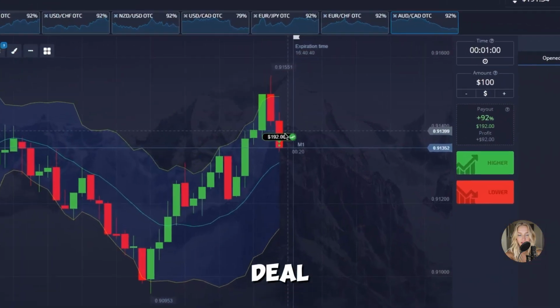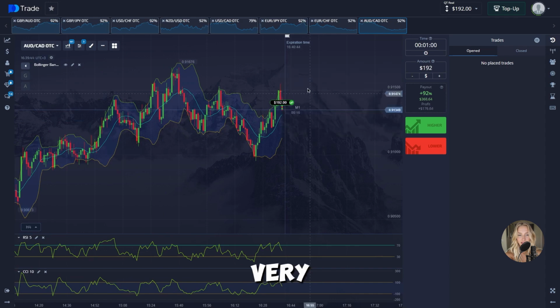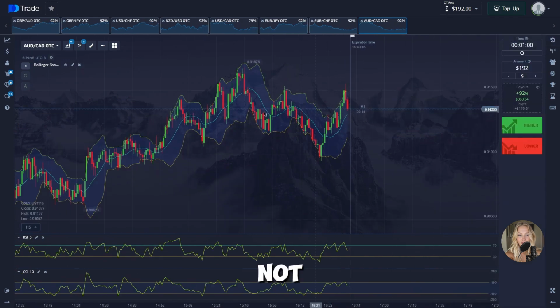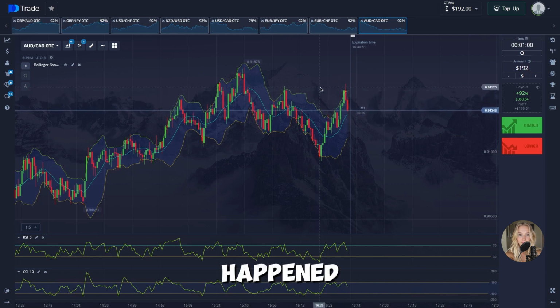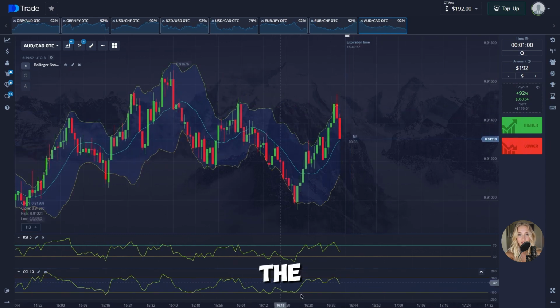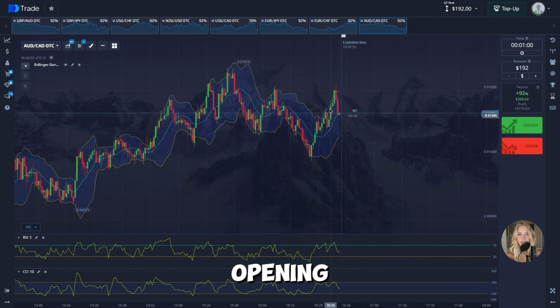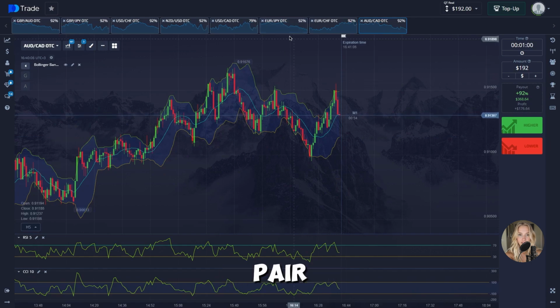And our first deal easily closes in A+. As I said, a not very good opening level of the deal will not prevent us from closing it in A+, and that's exactly what happened. This is how we open a deal for a decrease. That is, according to this principle: leaving the overbought area, touching the upper band of the indicator, and opening for a decrease. We will select the next currency pair.